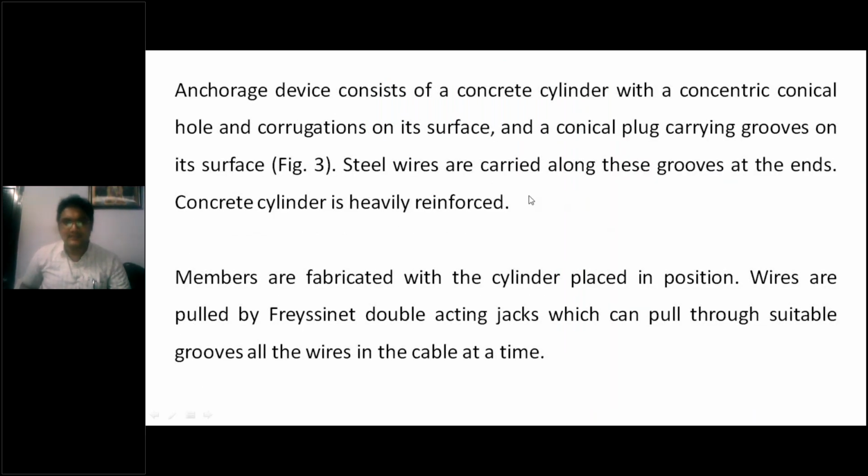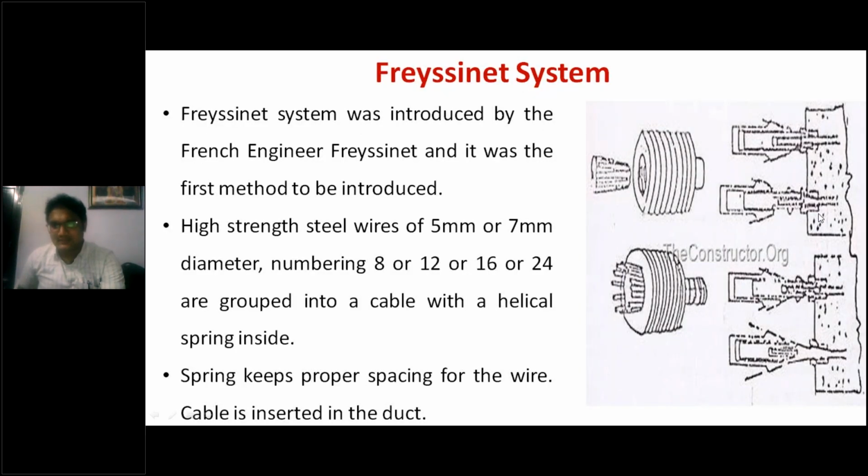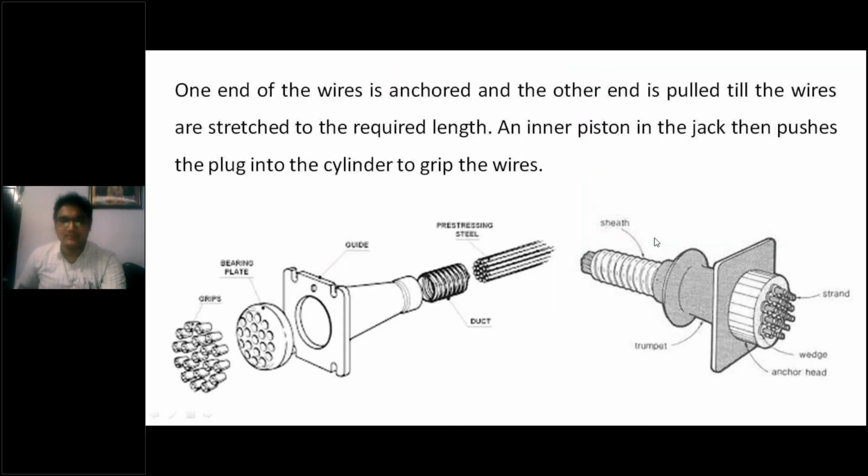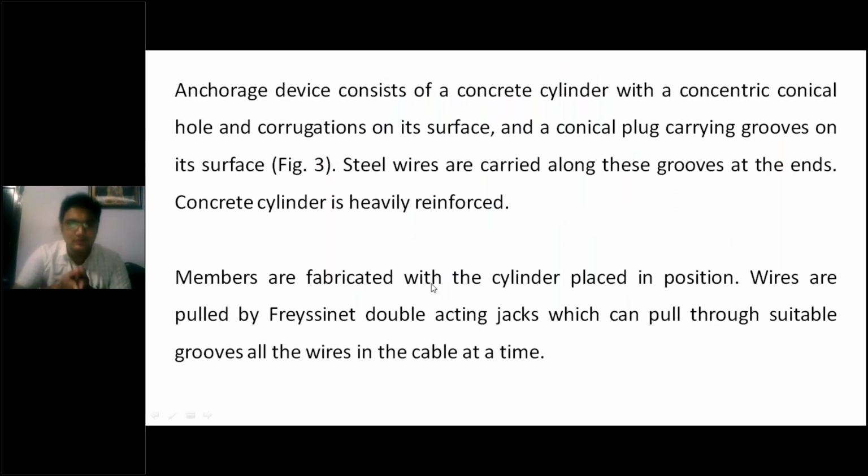So the steel wires are going to be carried along these grooves at the ends where the concrete cylinder is heavily reinforced, right? Here the element is showing something like a concrete cylinder, but in practice we do it for beams or large members. So the members are fabricated with the cylinder placed in position. Wires are pulled by the Freyssinet double acting jack. What do you mean by double acting jack? The jacks which are provided on either side of the beam, one jack on each side of the beam.